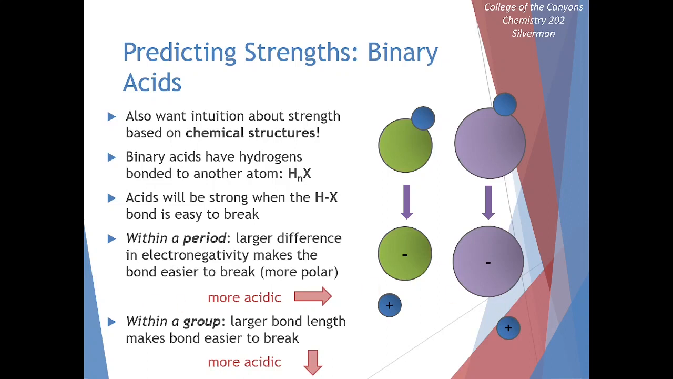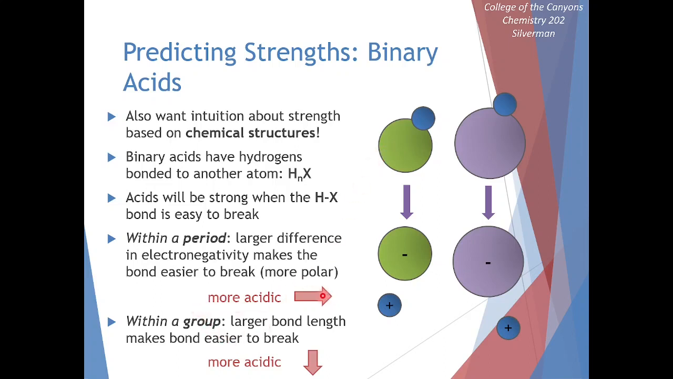We can start with binary acids. Binary acids have hydrogen bonded to just a single atom. Our acid will be stronger when that bond between hydrogen and our other atom is easier to break. For bond strength, we need to think about two trends. Within a period, bond strength is going to be related to electronegativity. The more electronegative our other atom is, the easier it is to break that HX bond. More polar bonds are easier to break.